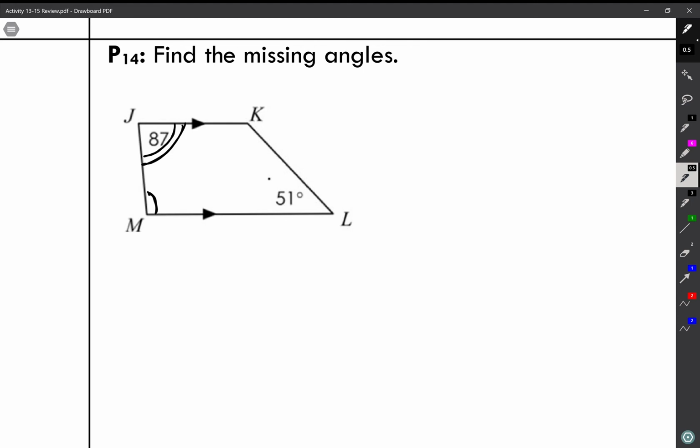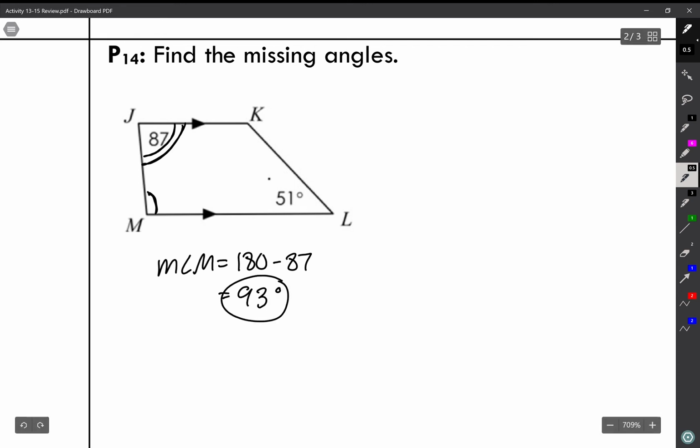Okay, so I know that the measure of angle M is just going to be 180 minus 87, which gives me 93 degrees. Similarly for the other side, angle K will just be 180 minus 51, which will give me 129, I believe. Yes. And that's that. Easy as can be there.